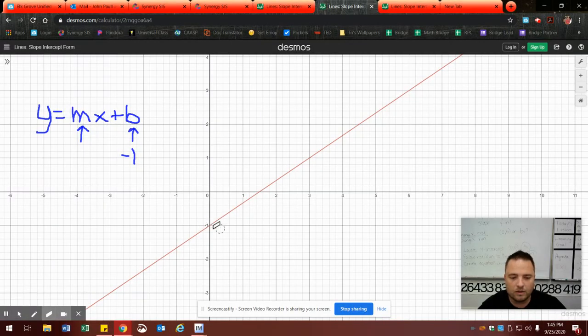Let me erase that real quick. How do I get after the slope? Well, I'm trying to identify key points. So one key point is going to be the y-intercept.